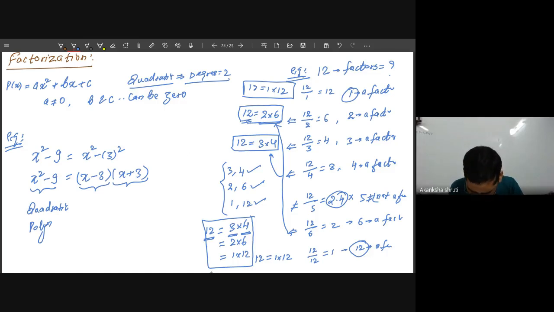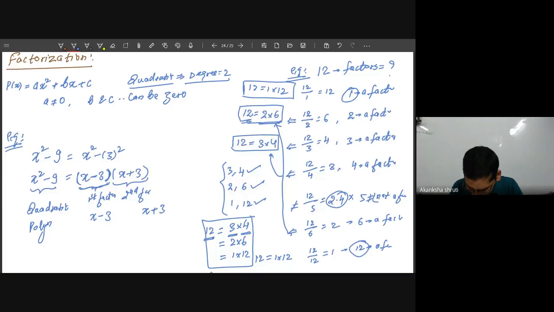Why linear? So this is the first bracket, the first factor, and this is the second factor. First factor means this entire bracket, which is x minus 3. What is the degree of x minus 3? Degree means the power of this x. The first factor is x minus 3, and the second factor is x plus 3.